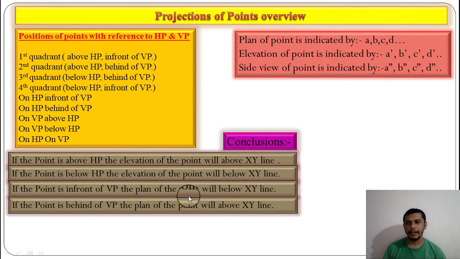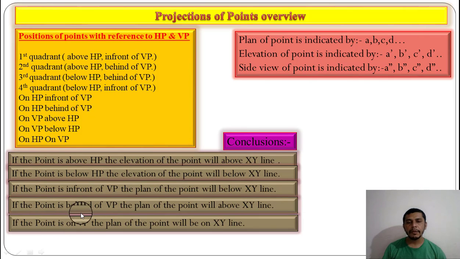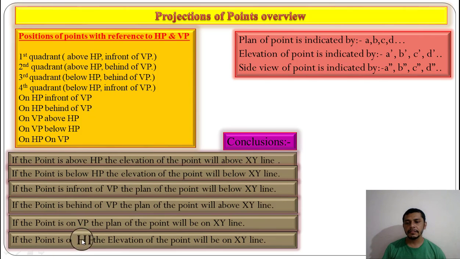the XY reference line. Now if the point is on VP, or in the vertical plane, then the plan of the point will be on the XY reference line. And if the point is on the horizontal plane, the elevation of the point will be on the XY reference line. And if the point is on HP and on VP, then the plan and elevation will be on the XY reference line.